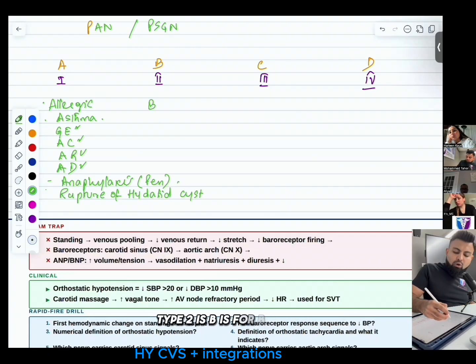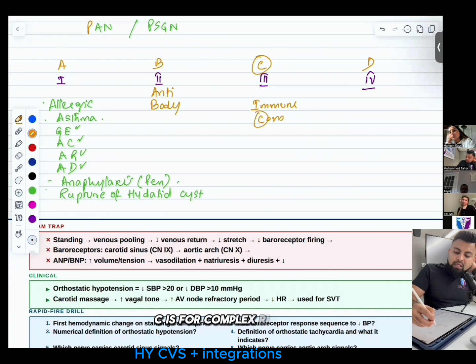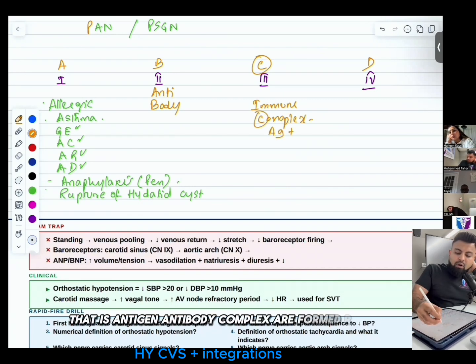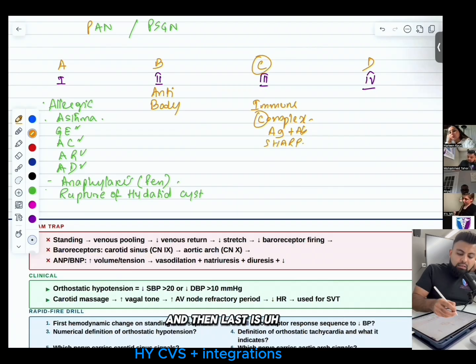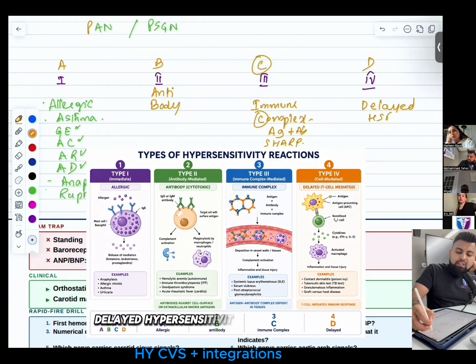Type 2, B is for body, that is antibody mediated. So body mediated, that is antibody mediated, is type 2 hypersensitivity, and the immune complex deposition is type 3 hypersensitivity. C is for complex, right? Type 3 hypersensitivity reaction, that is antigen-antibody complexes are formed, right? And then last, type 4 is a delayed type of hypersensitivity, right? Delayed hypersensitivity reaction is type 4.